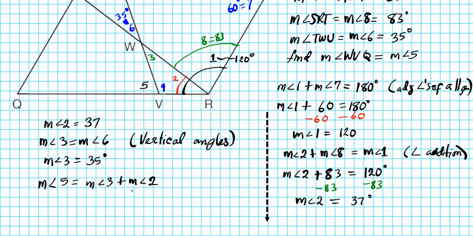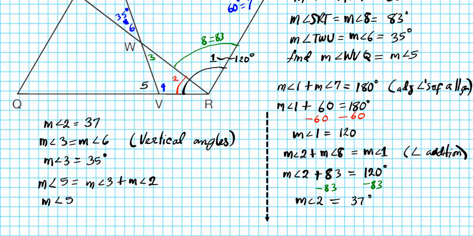Now, if you do not want to use the exterior angles theorem, that's fine. All you simply do is you add these two, subtract from 180 to get 4. 4 is a linear pair with 5, so just subtract 4 from 180, that gives you 5. Okay, so whichever way you like, you can do.